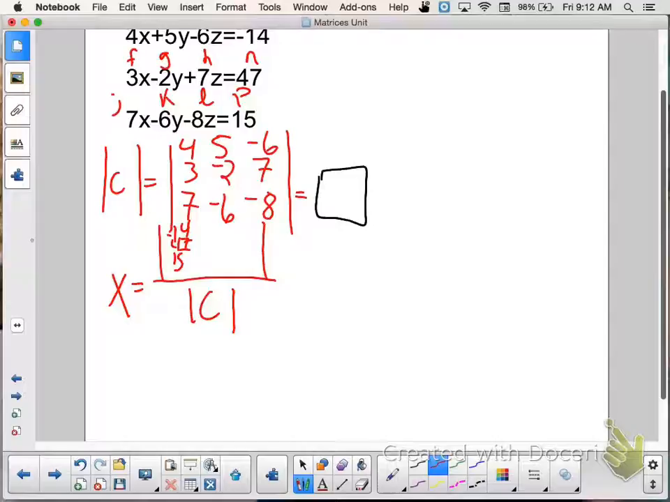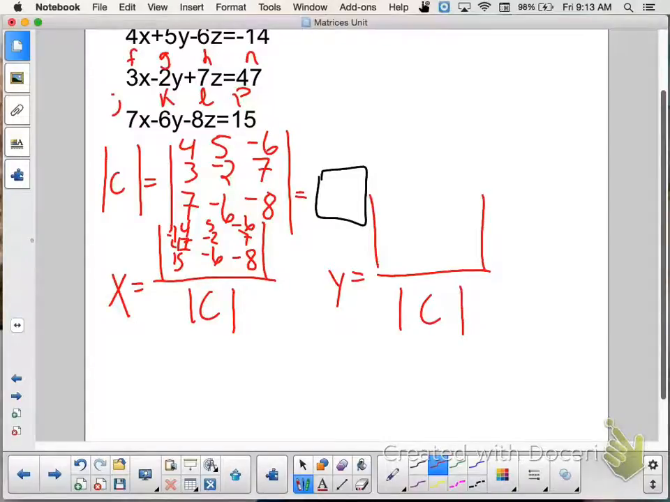And then notice I just take all of my y coefficients, so 5, negative 2, and negative 6. All of my z coefficients, negative 6, 7, and negative 8. And then you could do that one. And then the same idea for y. So y would be instead C. Notice now I'm going to have another determinant. So now I'm going to use all of my x coefficients. I'm going to put the constants in place of my y coefficients. Oops, 47, 15, negative 6, 7, and negative 8. And then I could solve that one from there.